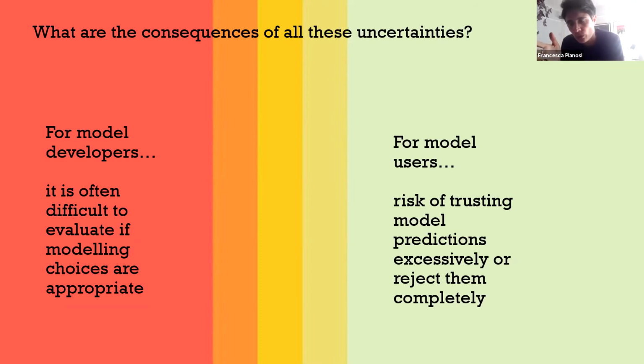For model users, so people who use model predictions to inform their decision making, maybe not necessarily knowing too much about what is going on in the model, they just use the output of the model. The problem of uncertainty is that not knowing how much uncertainty there is can easily lead them into either trusting model predictions excessively, more than they should, or, in the lack of information about how much uncertainty there is, just rejecting them completely and not using them. And obviously, either way, this undermines the value of models and their purpose.